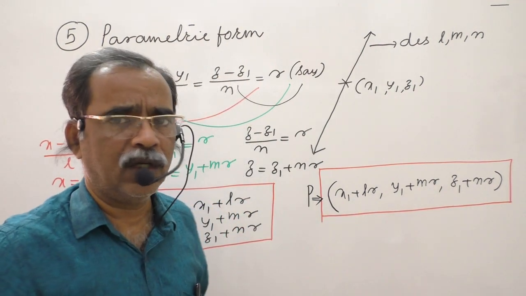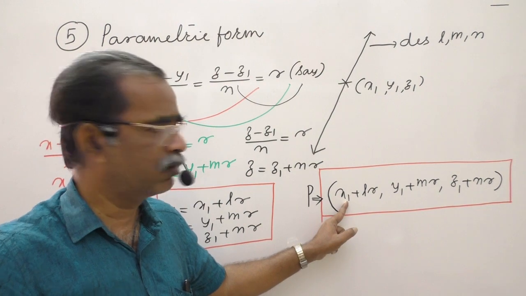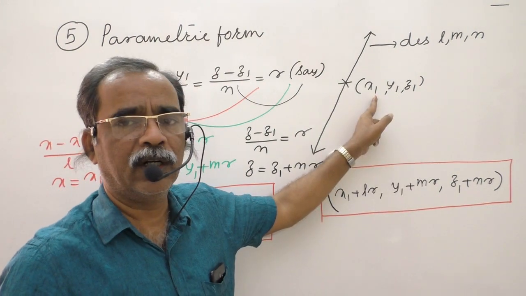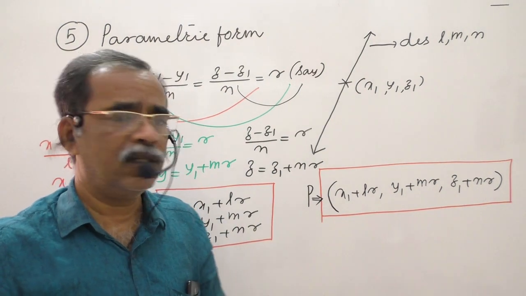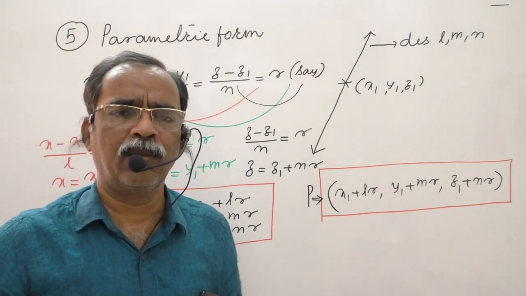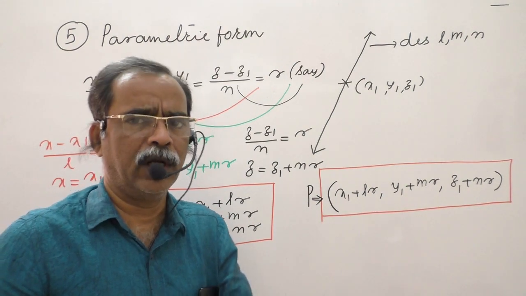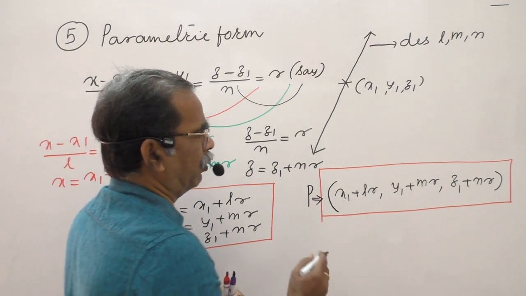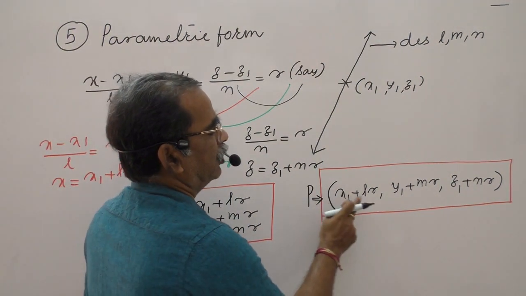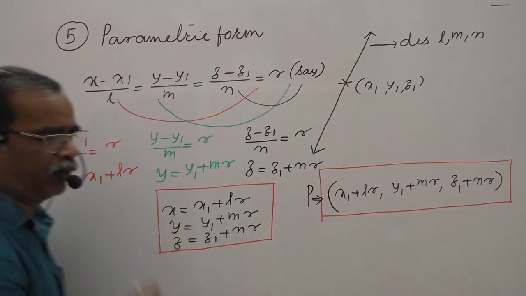If you take r equal to 0, what do you get? If r is 0, it will be only the point x1, y1, z1. If I take r equal to 1, I will get another point. Similarly plus 1, plus 2, 1 by 2, 3 by 2, minus 1, minus 2, etc. Therefore, here r is a parameter. So this is the point (x, y, z).